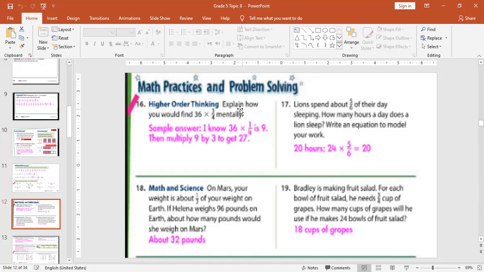And here, of course, he's telling me to explain how you would find 36 multiplied by 3/4 mentally. So what can I do? I will separate the 3 over 4. 36 multiplied by 1 over 4 first is 9. Then I will multiply 9 by 3 to get 27. It's the same if you divide 36 by 4, it is 9. Then you multiply 9 by 3, the numerator, and you get 27.